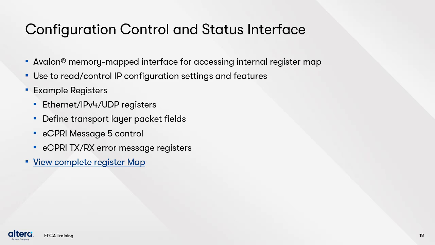The CSR interface is a memory-mapped interface used to access the IP's internal register map for reading and controlling IP configuration settings and features. Using the CSR interface, you can program MAC, VLAN, IPv4 and UDP addresses to be used for packet filtering and routing. Issue eCPRI message 5 packets. Lastly, read, write, clear, and mask eCPRI errors. Use the link on this page to view the complete IP register map.